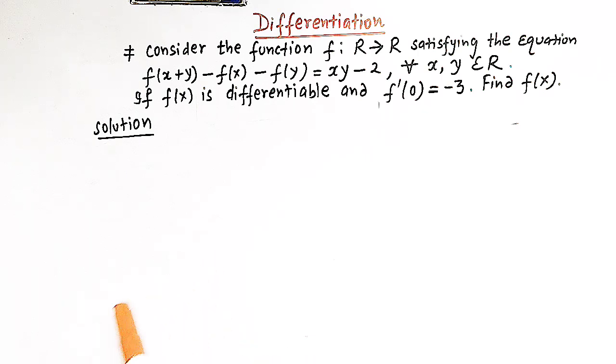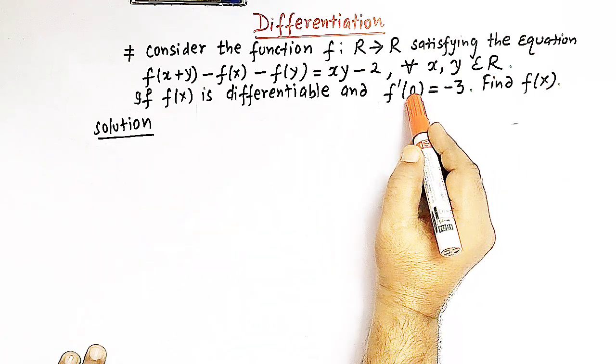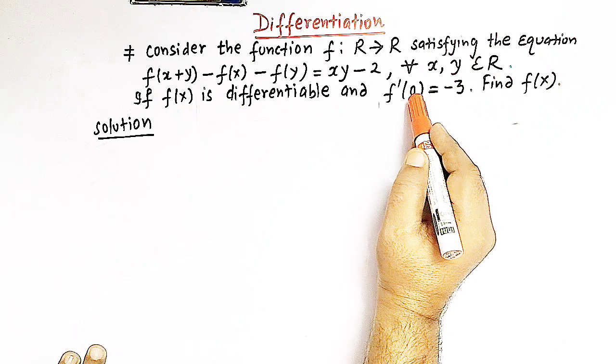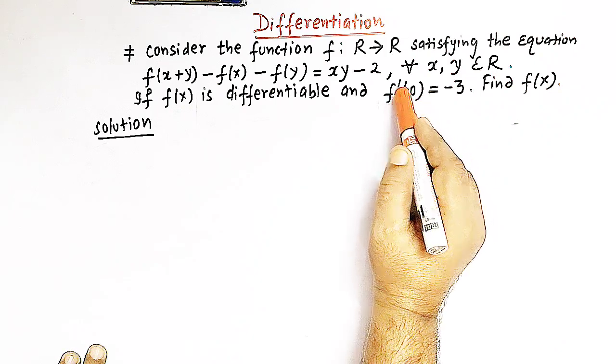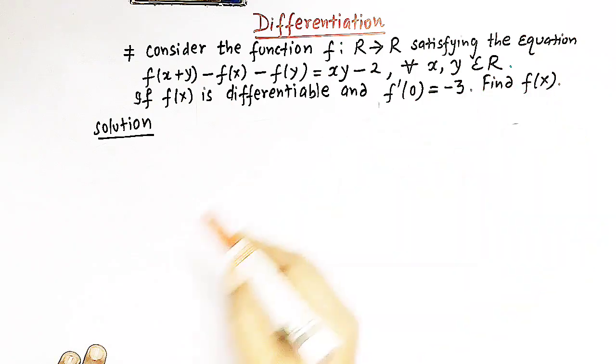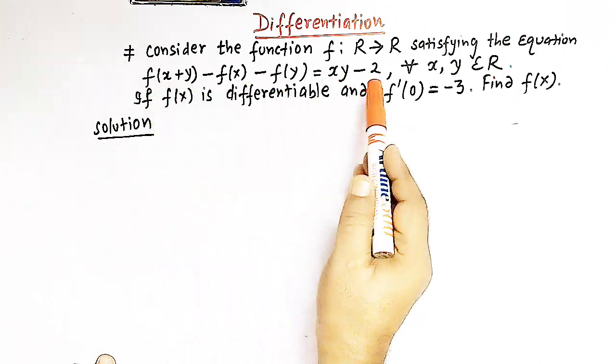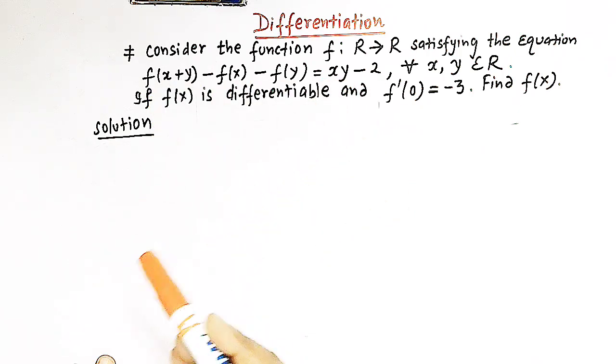Here we are given that this function f(x) is differentiable, and the derivative of this function at x = 0, that is f'(0), is equal to -3. Then we have to find the function f(x). So using this functional equation and some concepts from derivatives, let us see how we can find the function f(x).